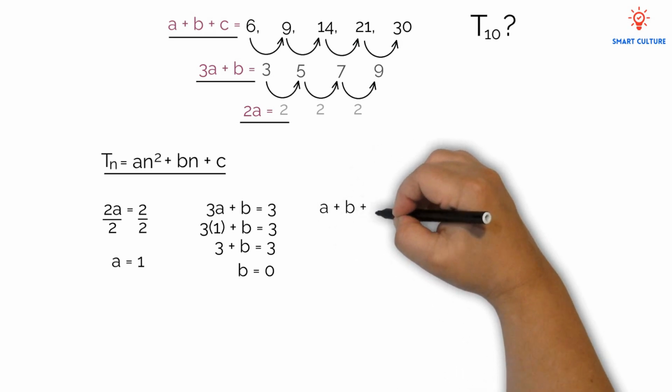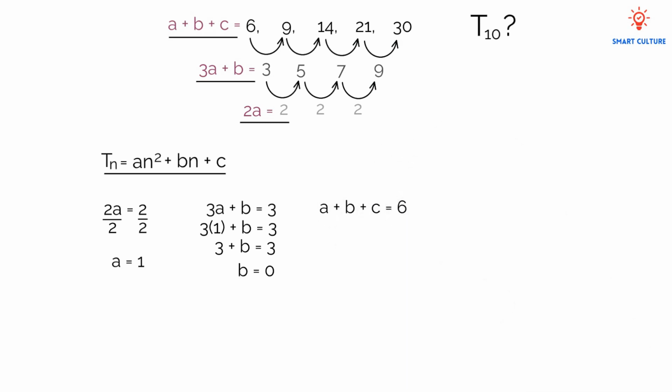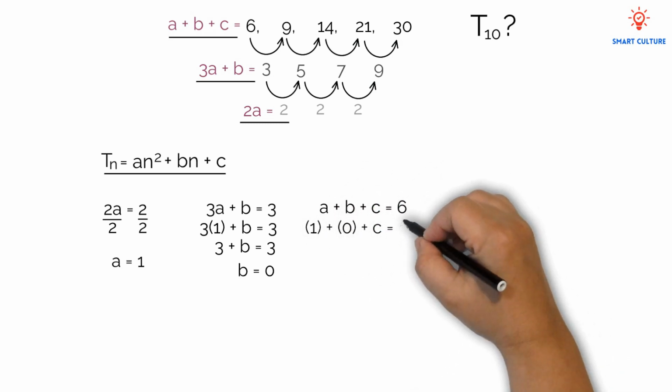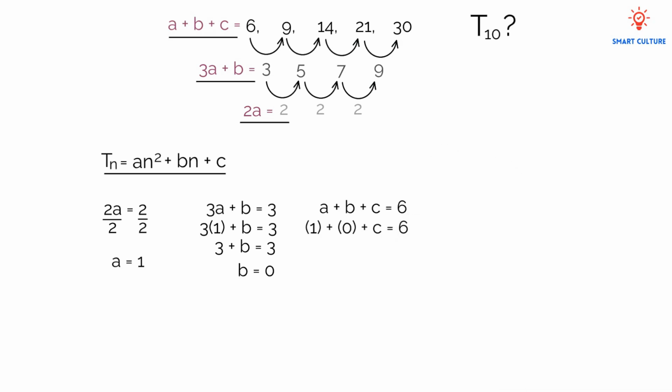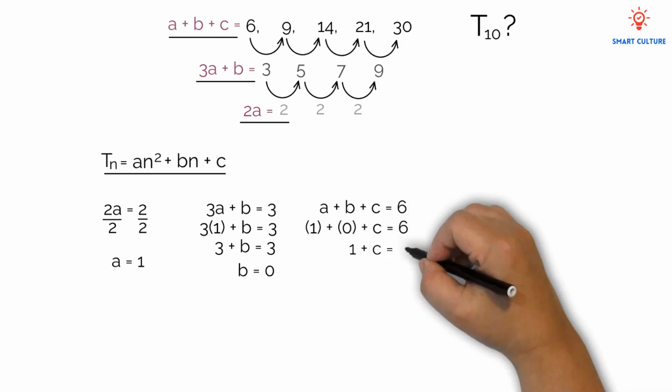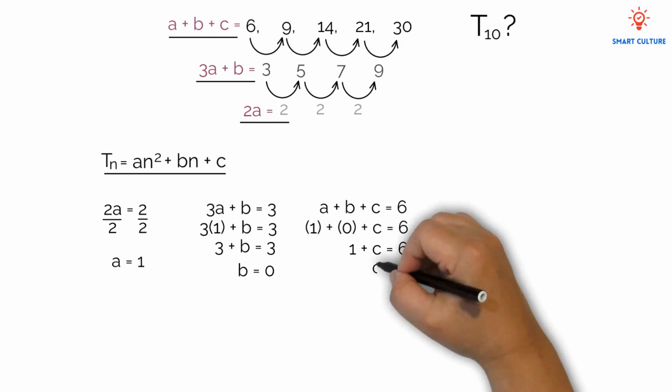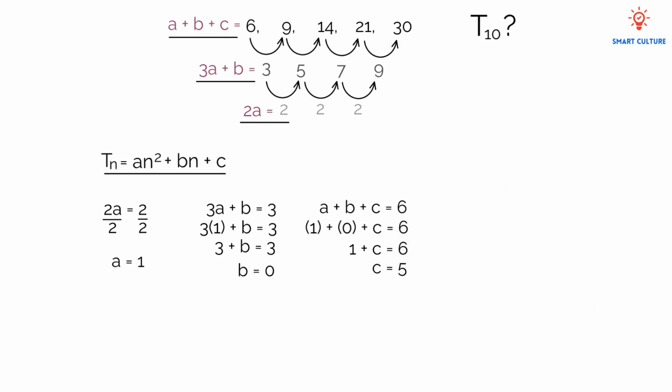Now we want to determine the value for c. A plus b plus c is equal to 6. We know that a is equal to 1, b is equal to 0. So then we have 1 plus 0 plus c is equal to 6. Now we want to solve for c, so we'll take over the 1 to the other side. 6 minus 1 is equal to positive 5. So c is equal to 5.